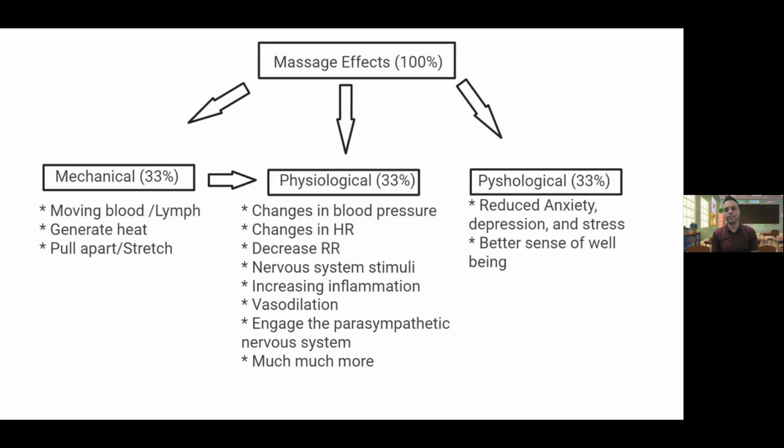But just to name a few, we have changes in blood pressure, changes in heart rate, decreases in respiratory rate. Of course, by stimulating the nervous system, we can cause a lot of change, such as reduction in pain. We can deactivate sensory reception in the nervous system, right? We can increase inflammatory markers, vasodilation, right? And then ultimately, a lot of what we would say is the benefits of massage comes down to this little bullet point right here, which is engaging the parasympathetic nervous system.